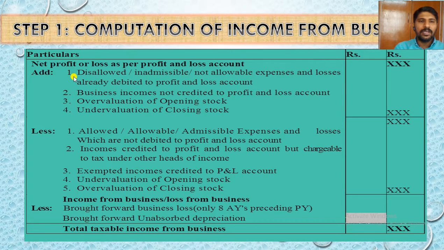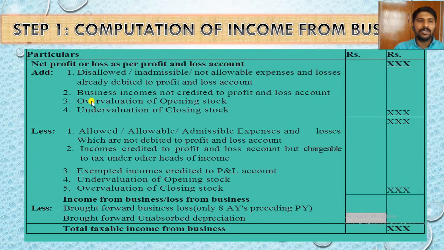You have to add, first one, disallowed or inadmissible or not allowable expenses and losses already debited to profit and loss account. If any inadmissible expenses as per income tax are already debited to profit and loss account, they should be added back to profit. That is why you have to take that amount in the inner column. Then second one, business incomes not credited to profit and loss account.